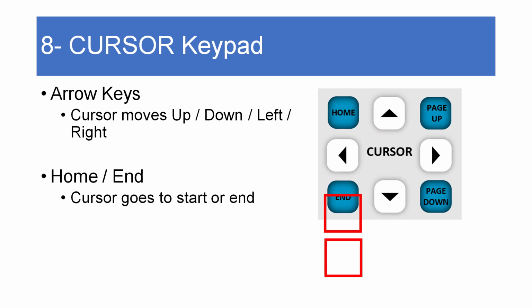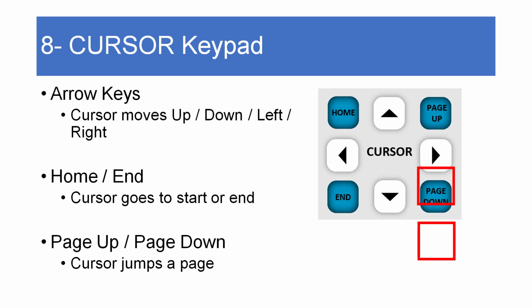The blue home and end keys will move to the top or bottom of a program or table that's displayed. This is a quicker way to navigate than cursoring through the individual lines or columns.